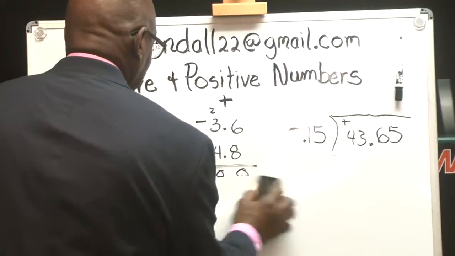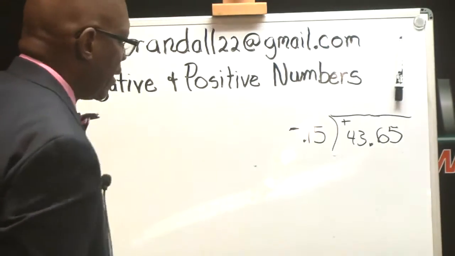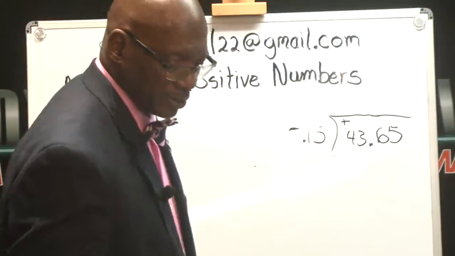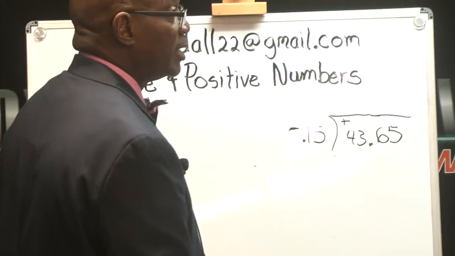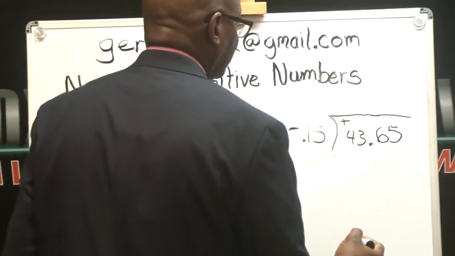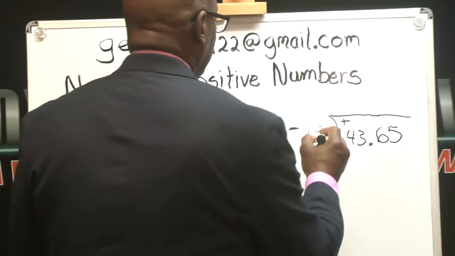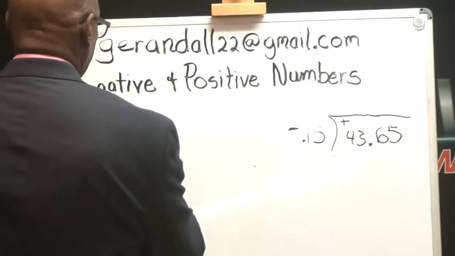And last but not least is a division problem where we have in the house a positive 43.6500, and that's divided by negative 15. But I'm going to put it over here so you can really see it.